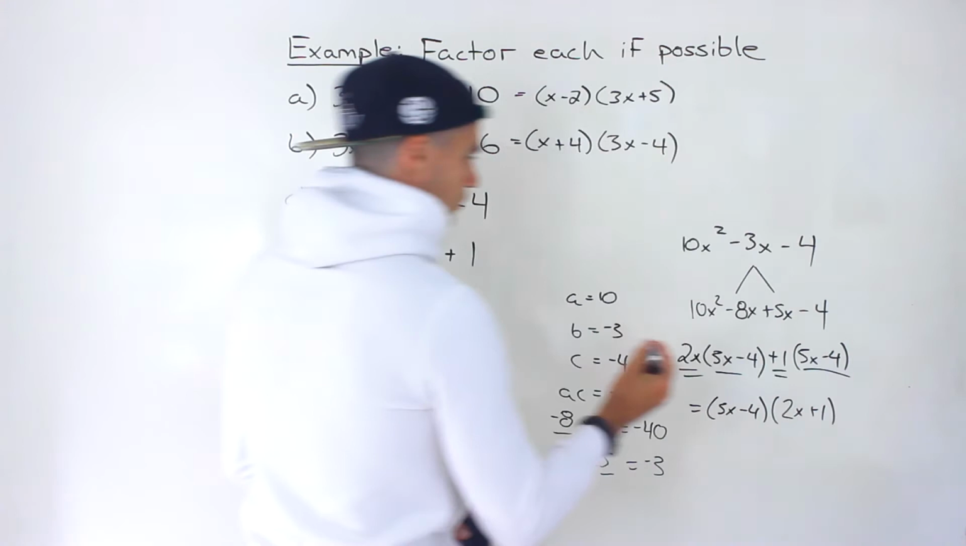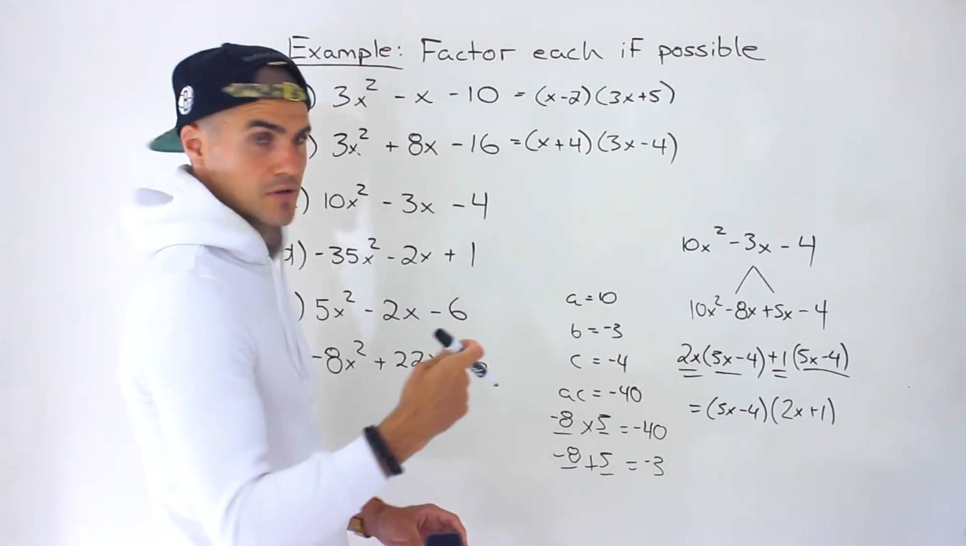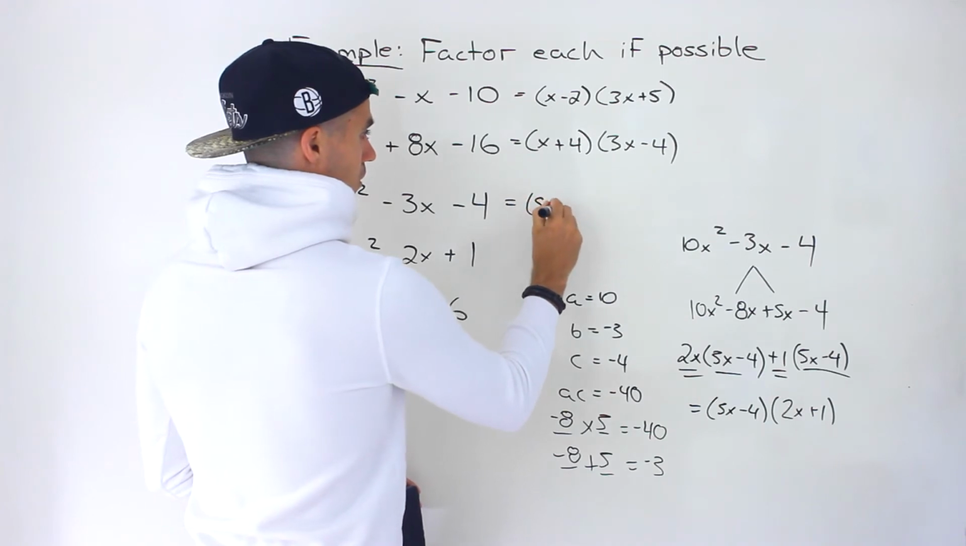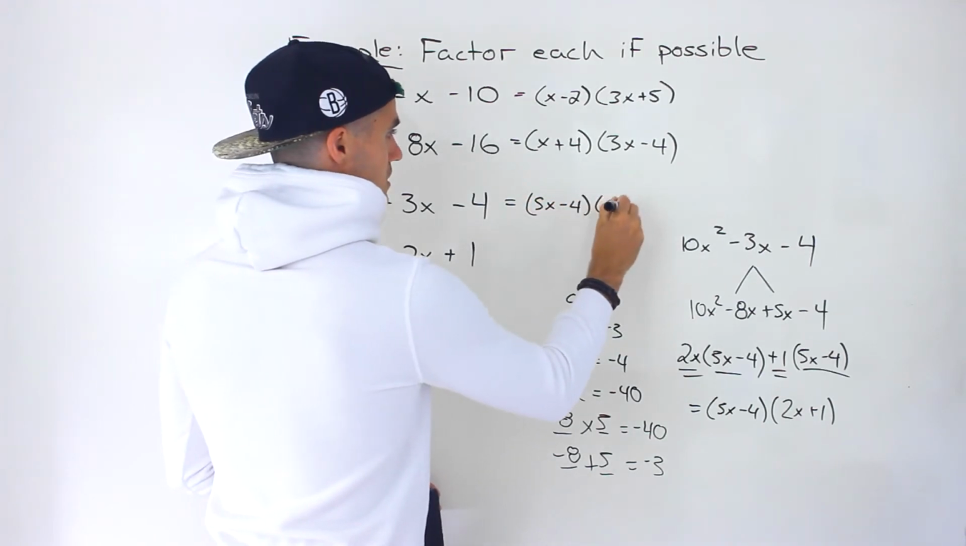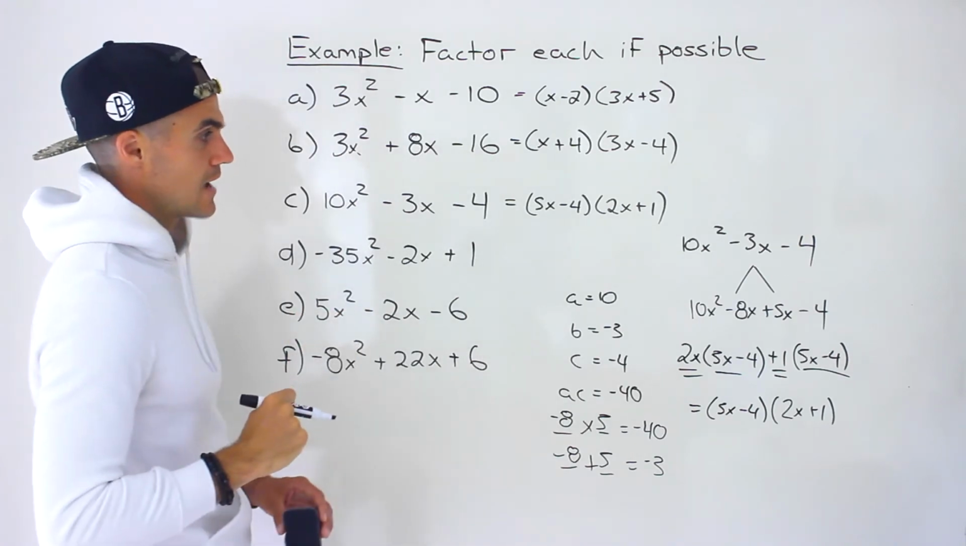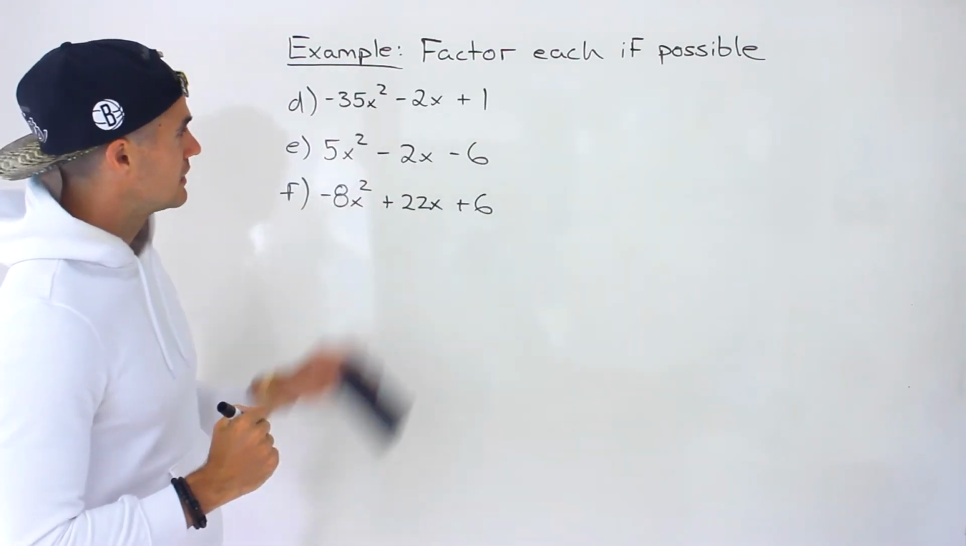And we end up with 5x minus 4 times 2x plus 1. So that ends up being the answer for part C. So for all of these, basically exact same process that is happening. Now moving on to the last three.